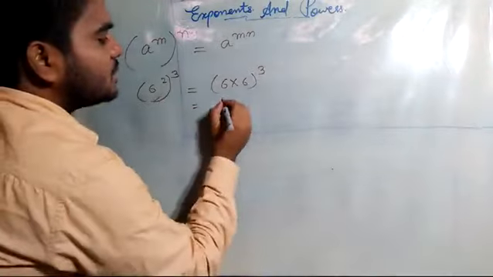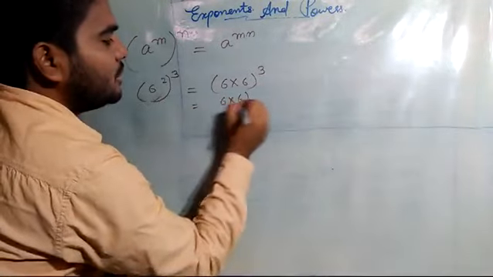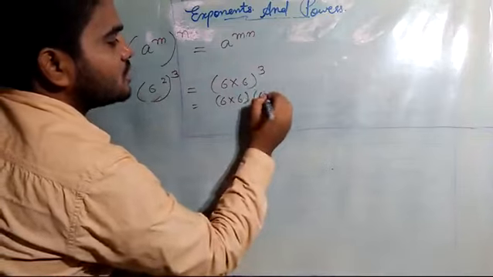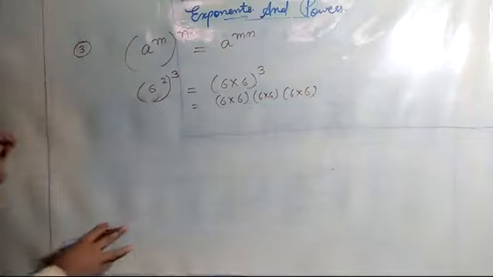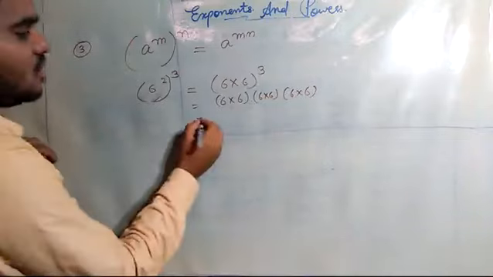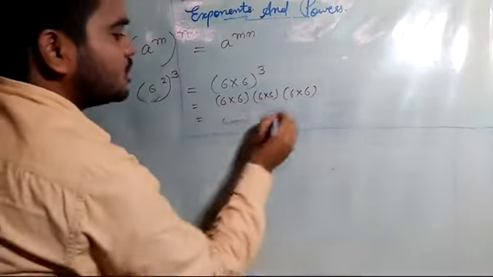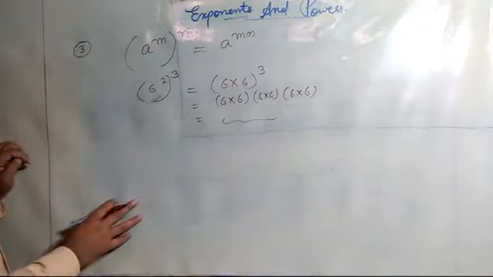Then if you expand this, you will write 6 into 6. How many times will you expand? 3 times. 6 into 6, 6 into 6. Like this you are going to expand. Now if you multiply all these terms, you will get a certain value.